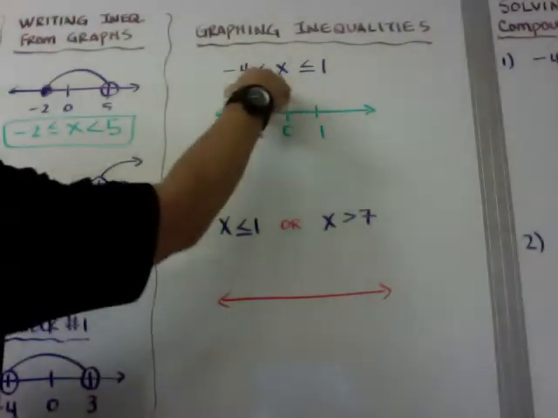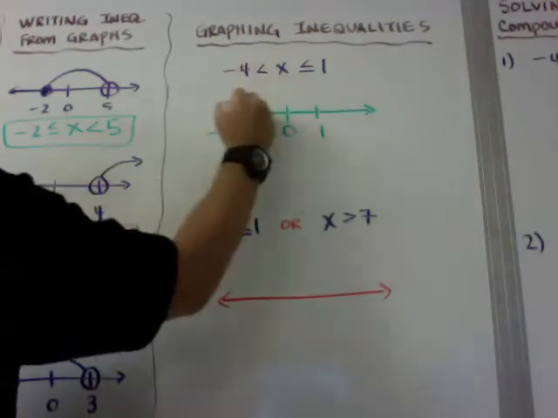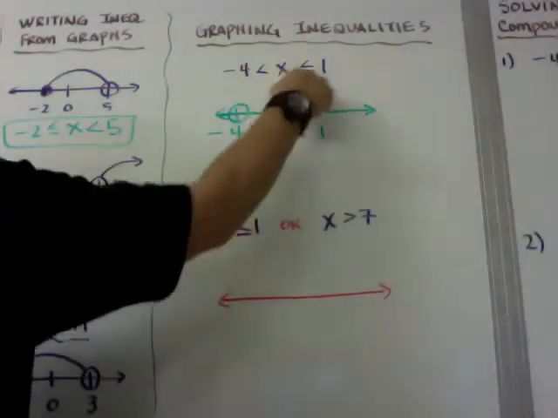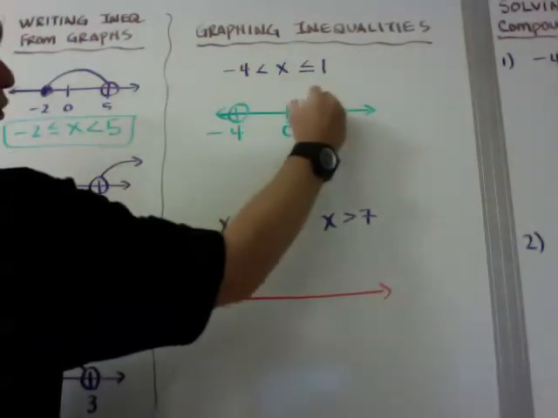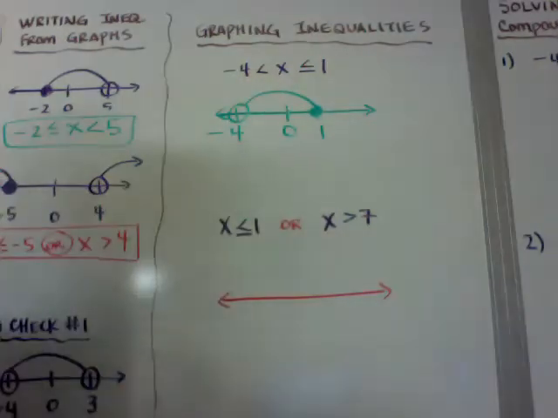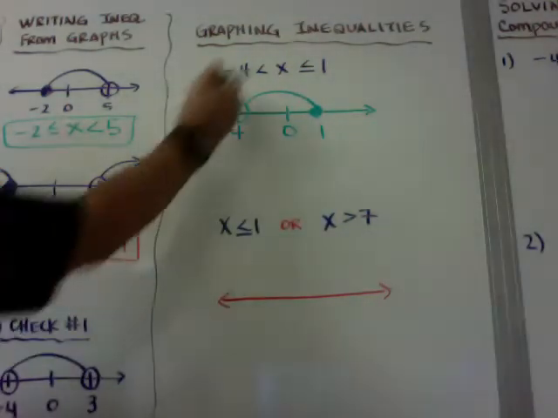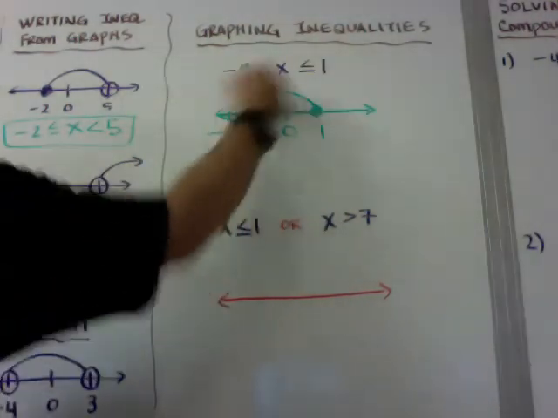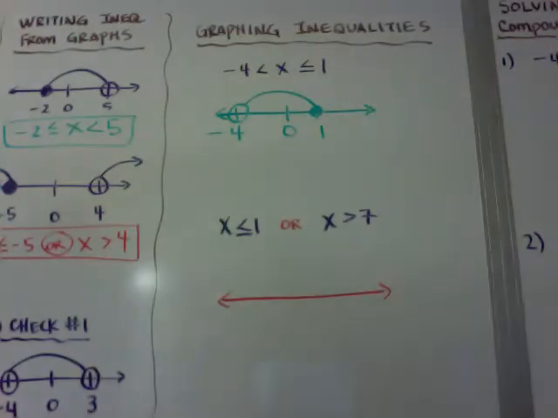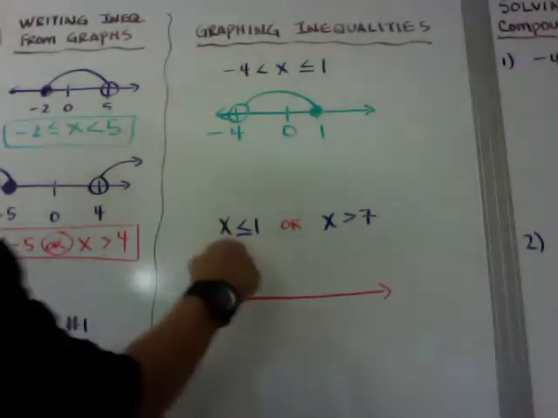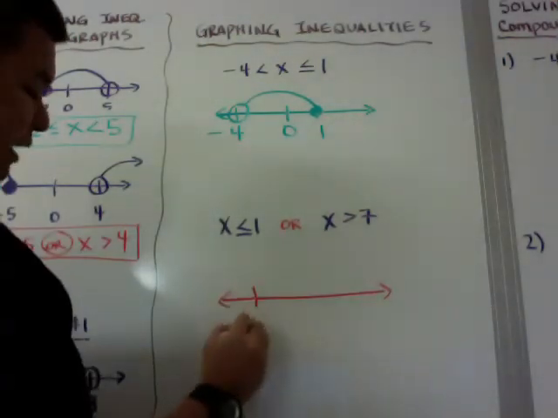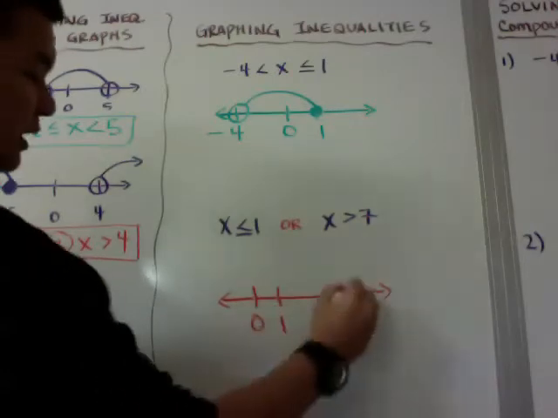Because this is a greater than sign, I put an open circle. Because this is a less than or equal to, I put a closed circle, and I just do that. So you can see my numbers are right underneath it, and I know it's in between. Okay. For the "or" problem, I'm going to look at this, but because I have a 1 and a 7, I'm going to put my 0 here, put my 1 here, and put my 7 here.